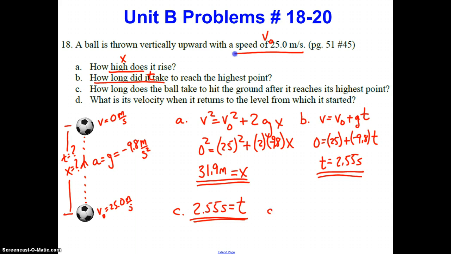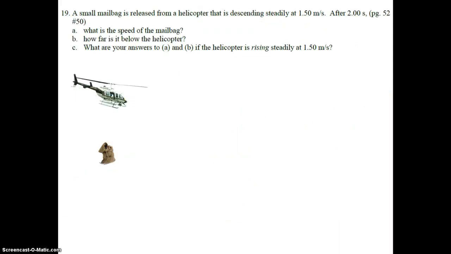D, what is its velocity when it returns to the level from which it started? Well, it's going to start from rest. It's going to be accelerated due to gravity at 9.8 meters per second squared for 2.55 seconds. We can see this is just the reverse of the answer for B. So we understand intuitively also that our speed at the bottom is going to be back to 25 meters per second. All right, let's move on to 19.